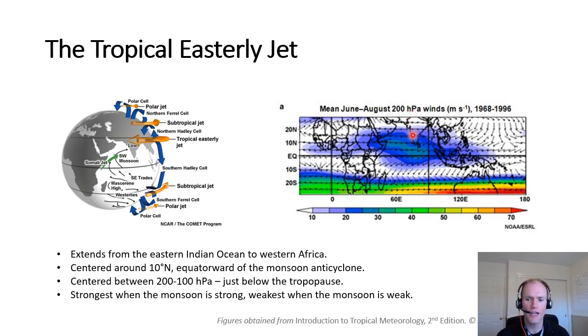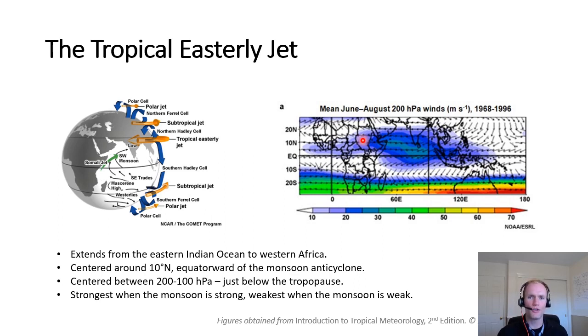So we have a broad area of 20 meter per second or higher winds extending from the western maritime continent westward toward Eastern Africa here, with weaker winds extending all the way to Western Africa and then back across much of the maritime continent here. The jet is centered around 10 degrees north. Further to the east, it's a little bit closer to the equator. Further to the west, it's closer to 10 to 15 degrees north. And it's centered here at 200 hectopascals.